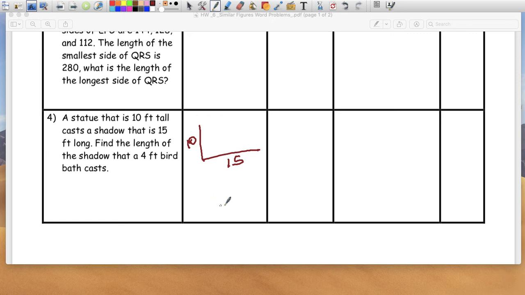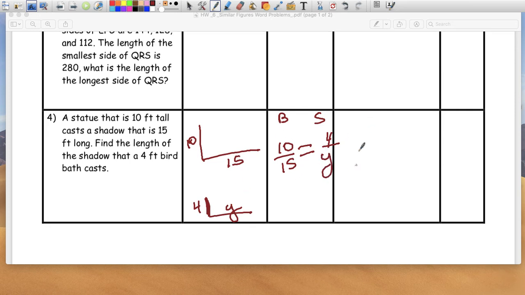A bird bath is one of those things that looks like a bowl and birds come and drink out of it. Find the length of the shadow of the 4-foot bird bath. It's 4 feet, and we don't know the shadow, so we'll call it y. So our proportion, let's use the big one first, and then the small. The big one, the 10 to 15: the 10 is the height over 15.